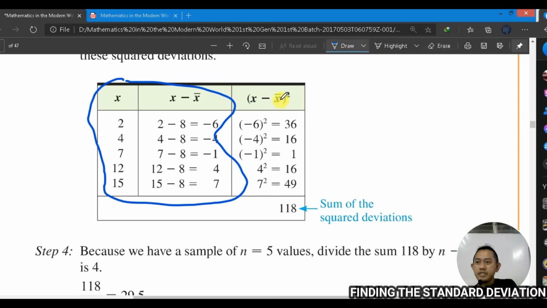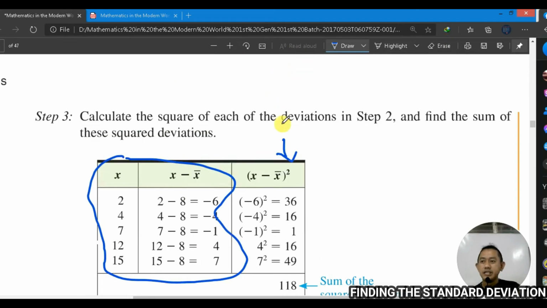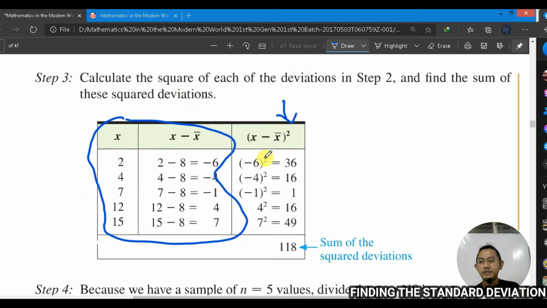Dayon, ang step 3, step 1 o step 2 rather. So, mao ni ang step 1 na to ay katulong pagpangita sa x bar or mean. Amo na ito ang step 1. So, this is the step 2 already. So, now, this is your step 3. Kani mao ni ang step 3. Ang step 3 is pagpangita sa square.